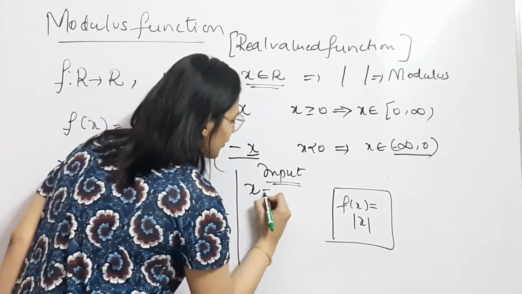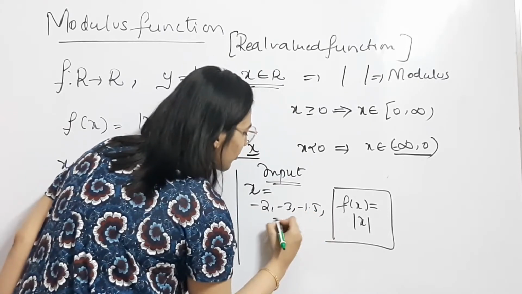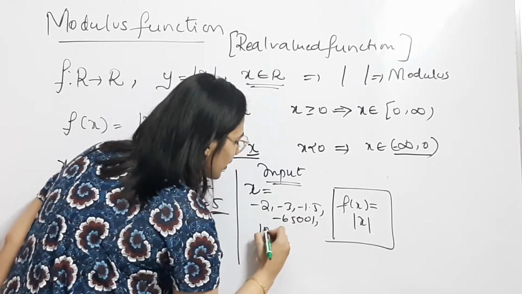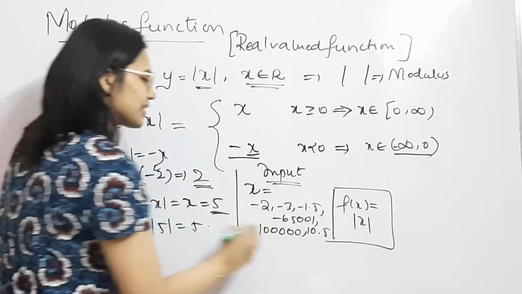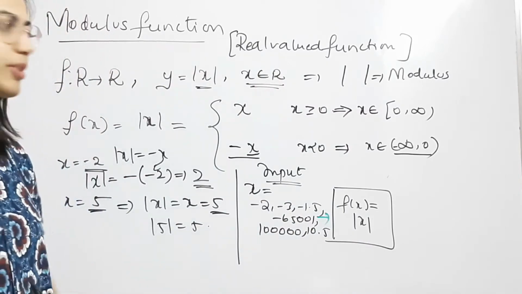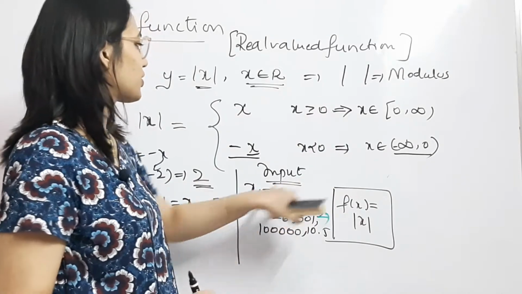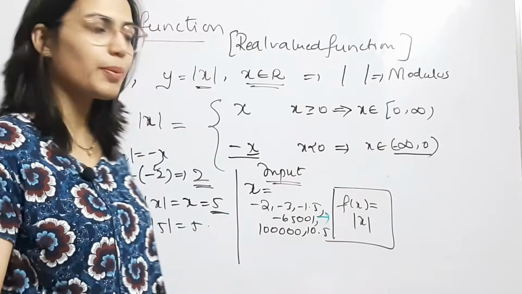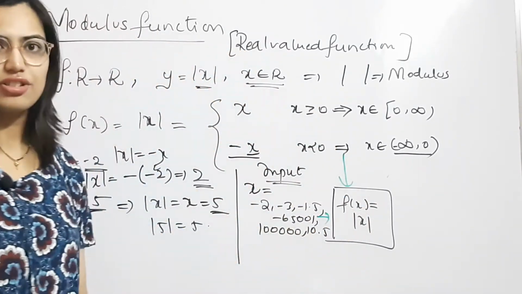So here, if you are giving the input as minus 2, minus 3, minus 1.5, minus 65001, and also if you say you are giving 1 lakh, you are giving 10.5. These are the values that you are giving as an input to this function. What will happen here? It will perform its operation, right? This operation is nothing but this. It will check whether minus 2 is falling under this, or 1 lakh is falling under this. It will check all the operations that it needs to know.